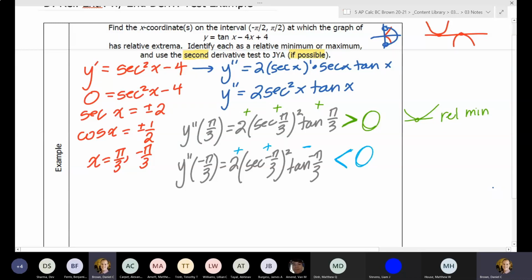So now I know that my second derivative is concave down. So I knew I had a horizontal tangent line, but my function is bending downwards, so I know that I have a relative maximum there.